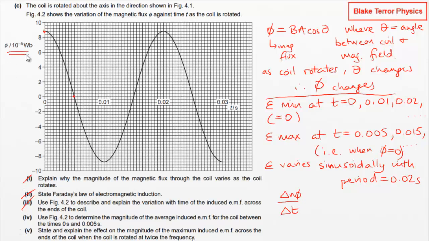And remember here, they've given us magnetic flux, not magnetic flux linkage. So we want to say what the change in the magnetic flux is. So it's going from its maximum down to 0 in a certain amount of time. The amount of time is 0.005 seconds.